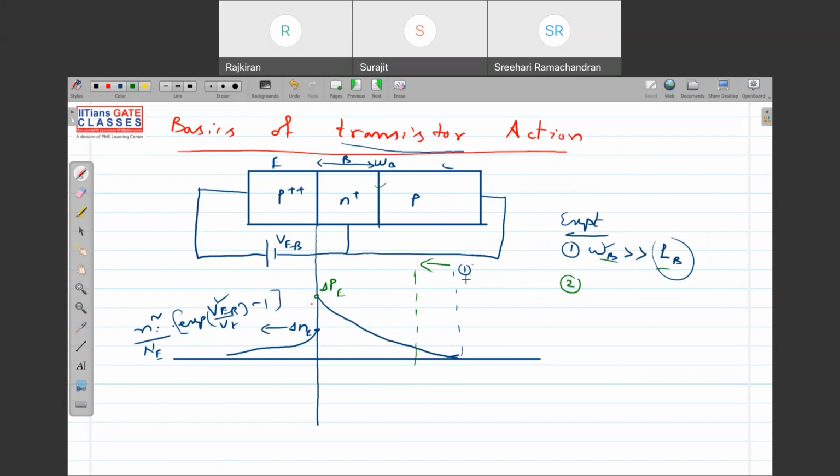The first case is the junction is very far compared to the diffusion length. So the holes have been injected from emitter to base, and if you plot the concentration, it will look like this. Right, Surajit? And if you see, what is the slope of the carrier concentration here?